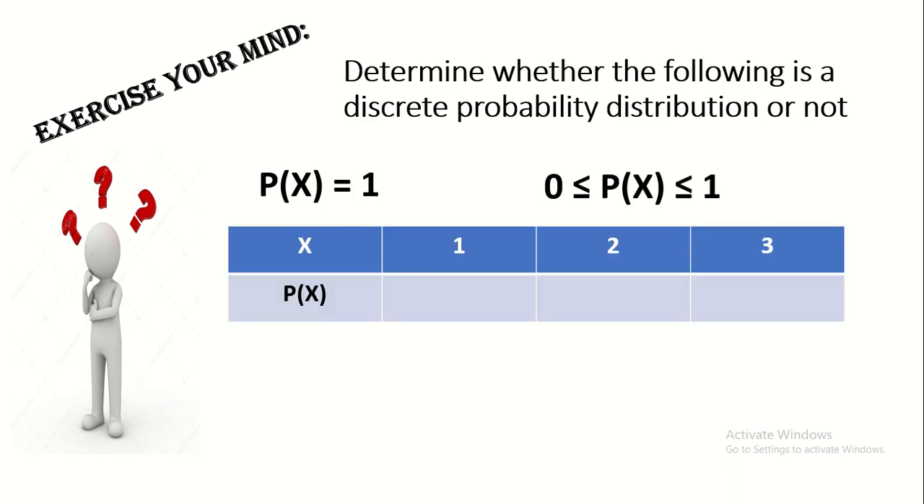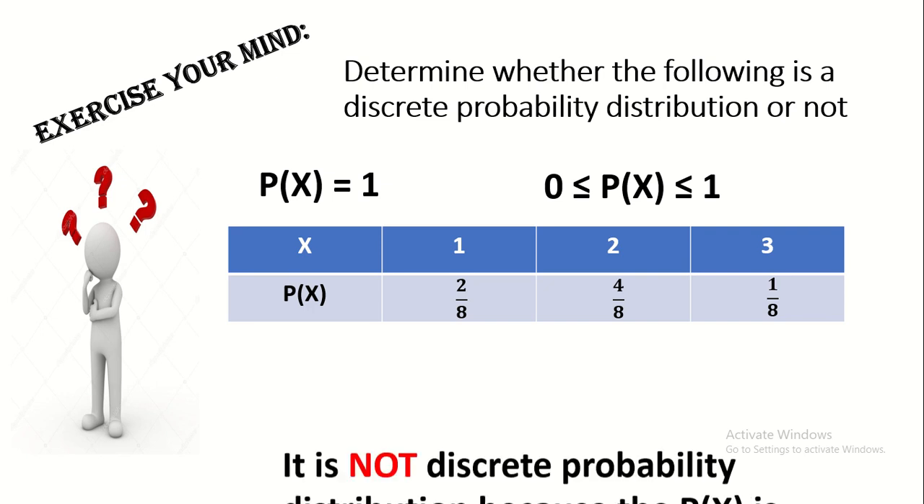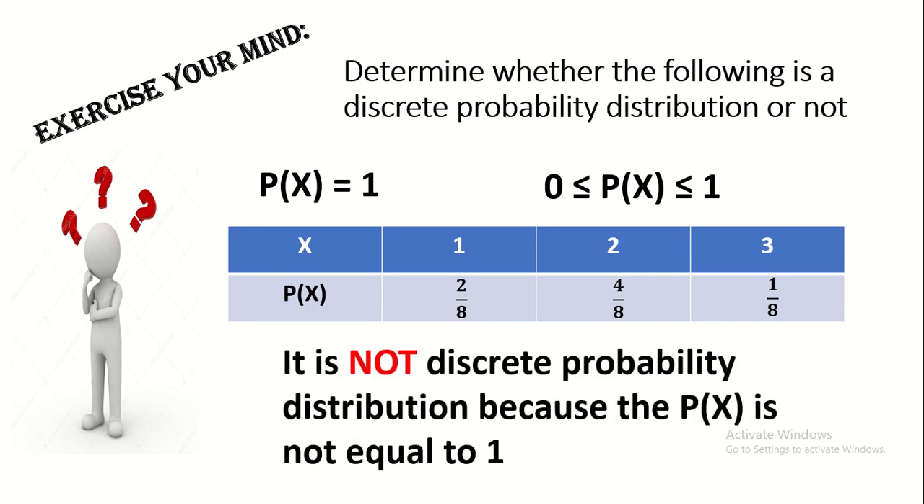Okay, let us have this. Is it a discrete probability distribution or not? Exercise your mind. It is not a discrete probability distribution because the sum of P of X is not equal to 1.